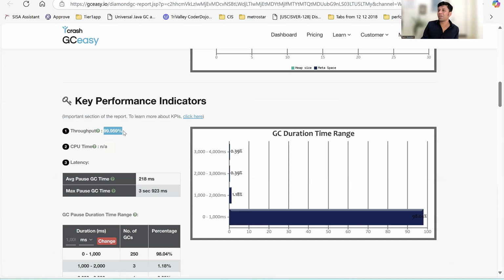99.9%. No problem at all. And look at the pause times. The average pause time is only 218 milliseconds. If your GC behavior looks very, very healthy, then there's a very high chance you've over allocated the memory, right?